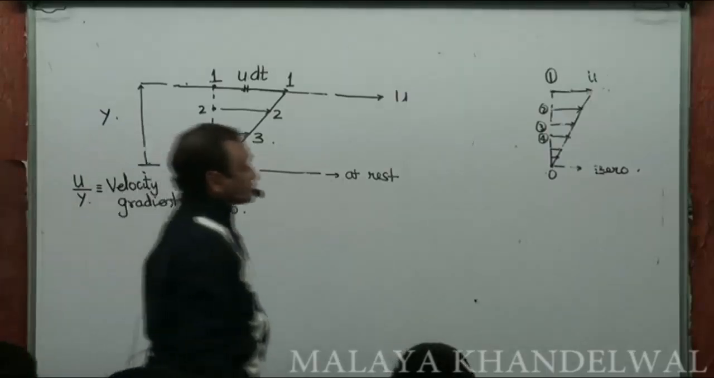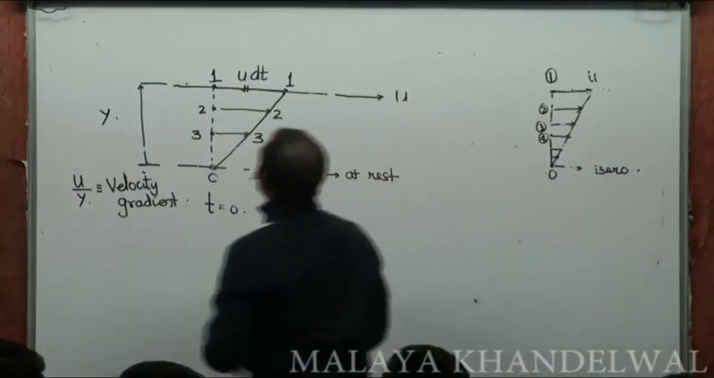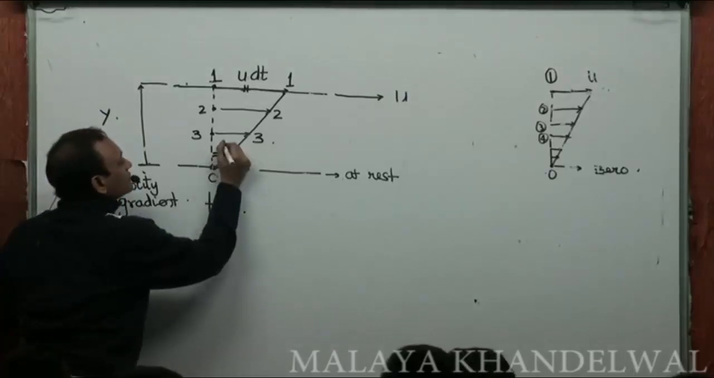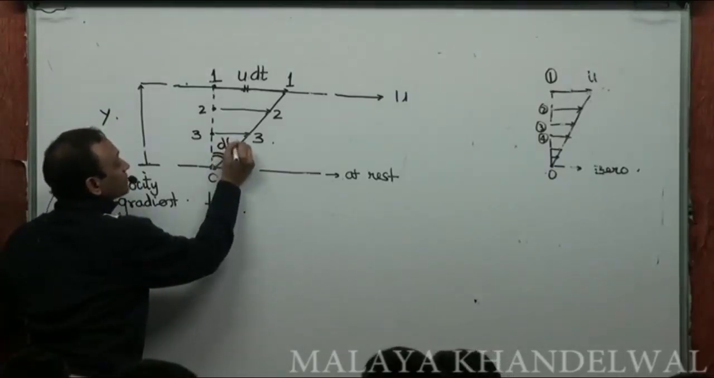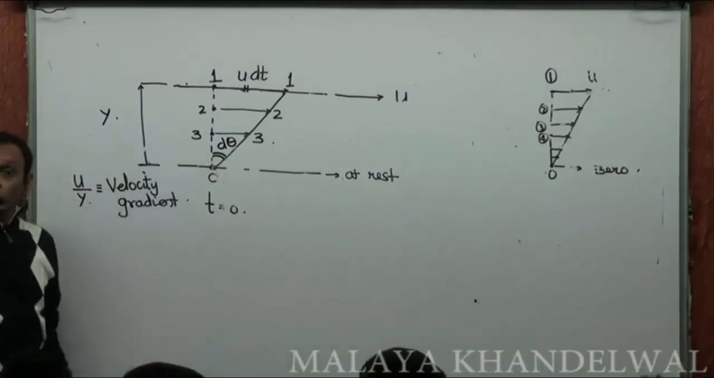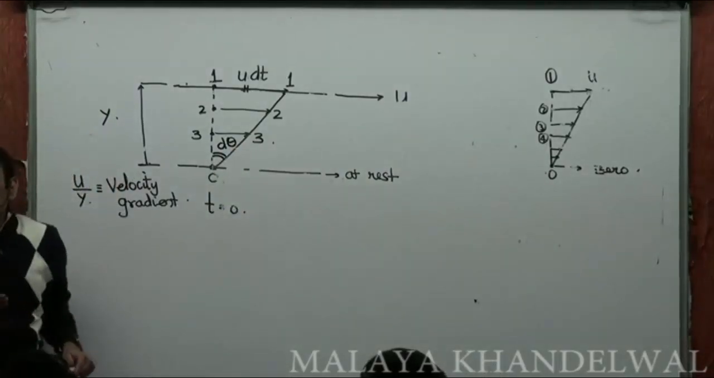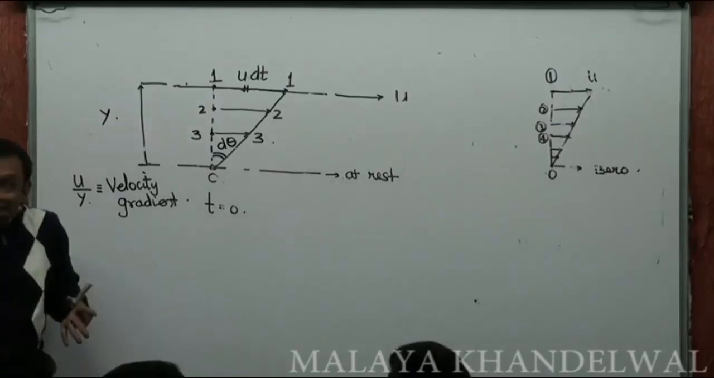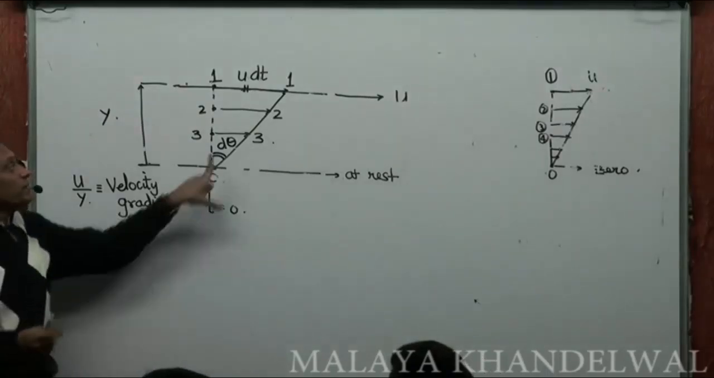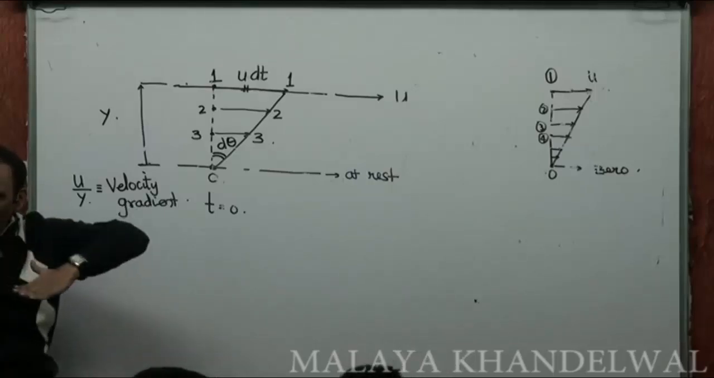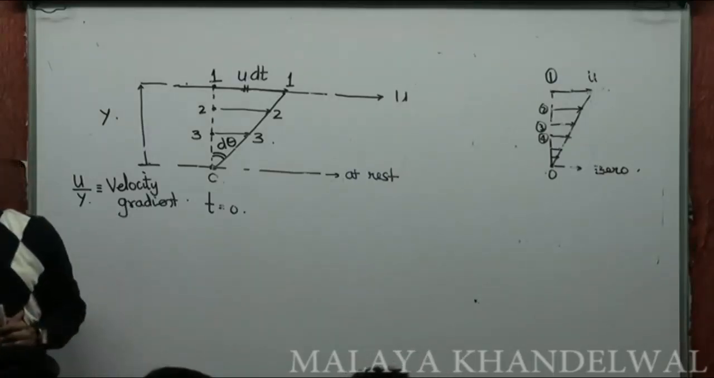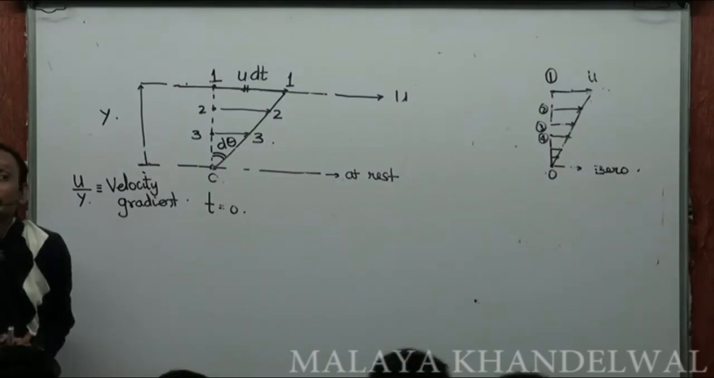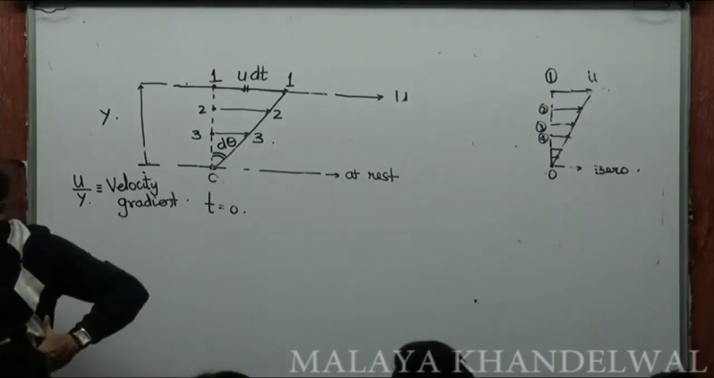Now, if this angle in time dt is d theta, then d theta would be a measure of what we call the deformation that has taken place. The deformation that has taken place in the fluid will be measured by this angle d theta. Yes or no? And this is called the strain, the deformation or the strain. D theta is called the shear strain.